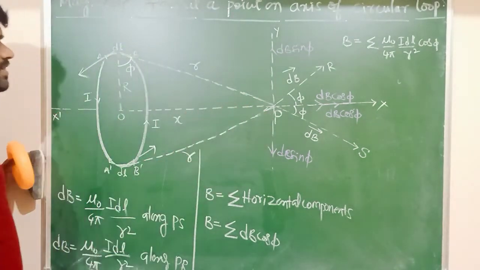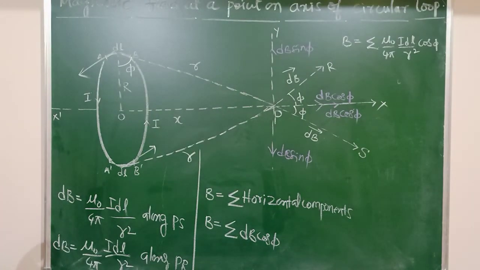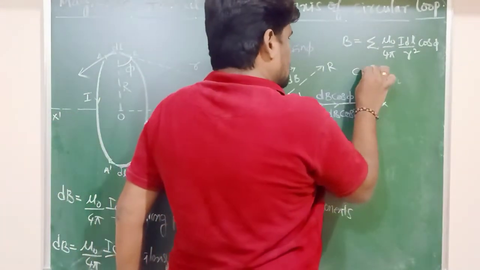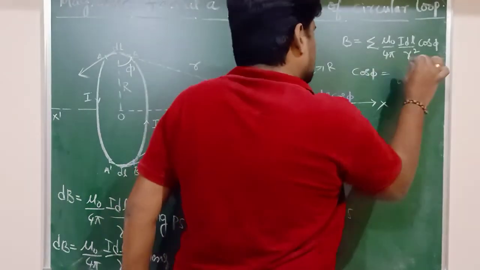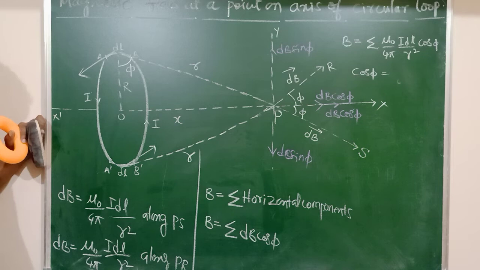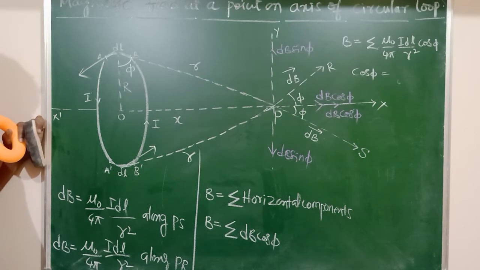DLOP, in this triangle, define which angle you are going to define. Define cos phi. What is cos phi there? Tell me. Cos phi is adjacent side divided by what? Hypotenuse. Adjacent side divided by hypotenuse.